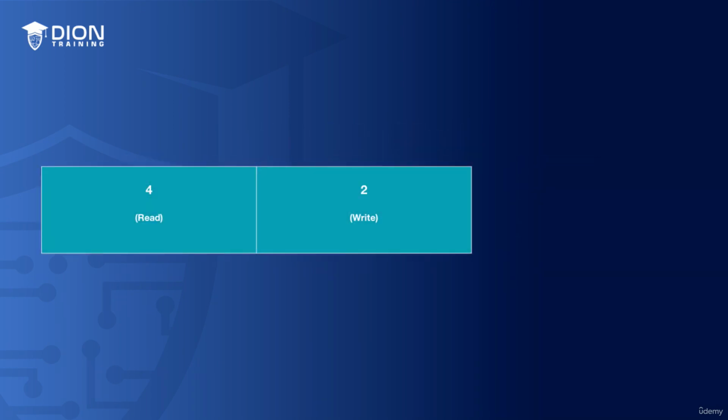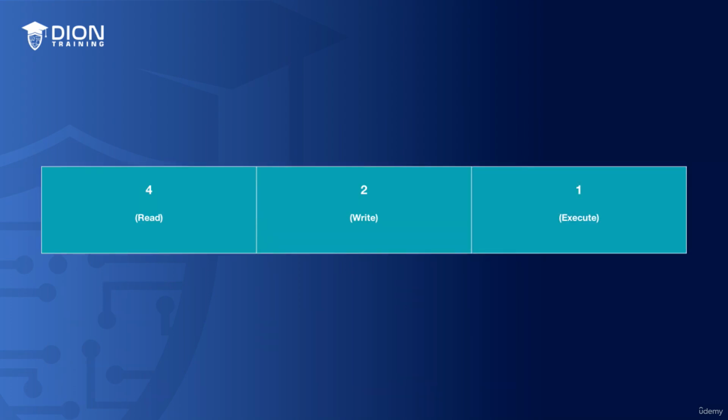If you have 2, that means write. If you have 1, that means execute. But if we add those octal numbers together, we can get different permissions and set them with a single number. This will give you the overall permission number to assign to a directory or file.